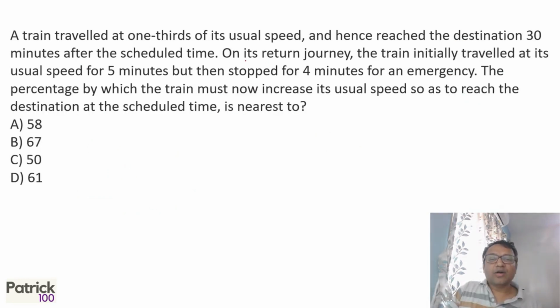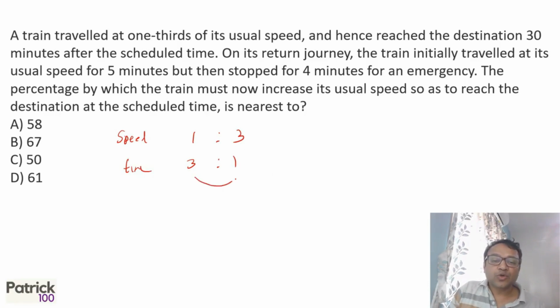A train travels at one third of its usual speed, and here we can use a ratio. Ratio is very effective while solving sums. So speed is 1:3, one third, so time taken will be 3:1. Time is inversely proportional to speed, because the more the speed, the less the time. And he is 30 minutes after schedule.